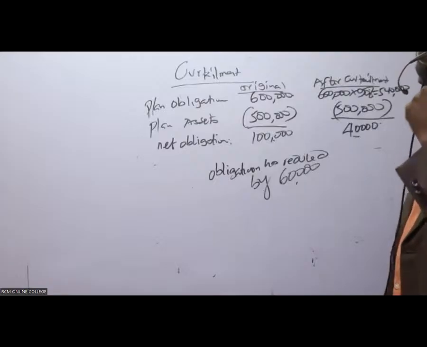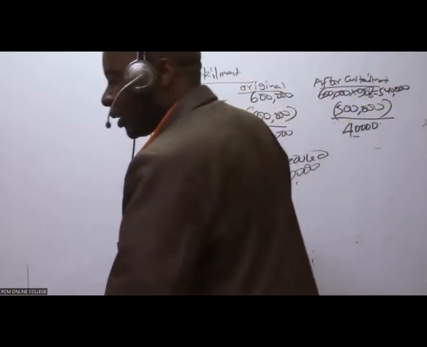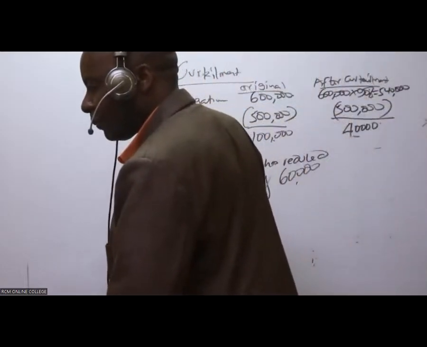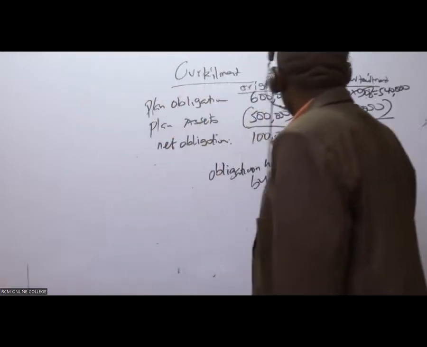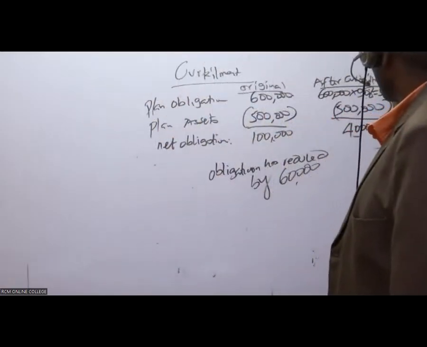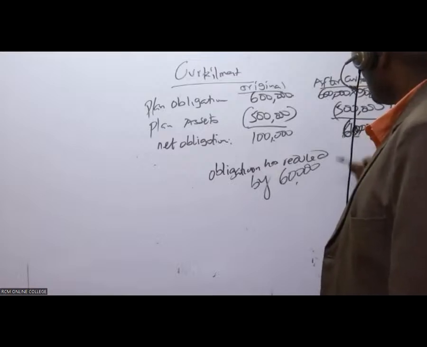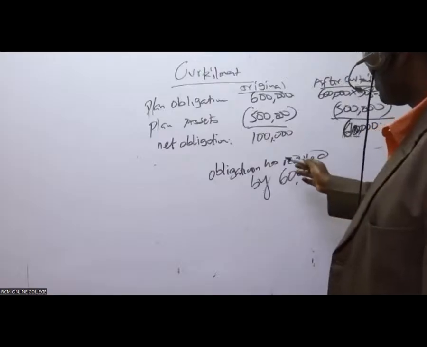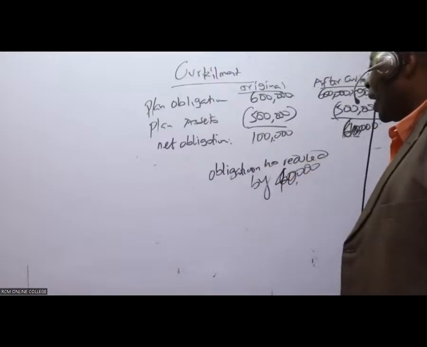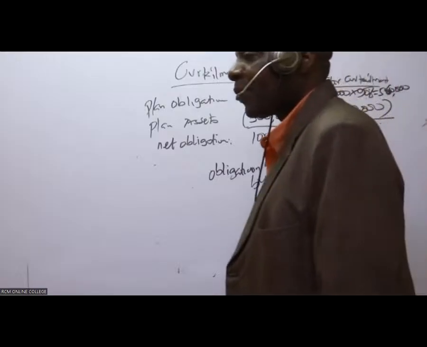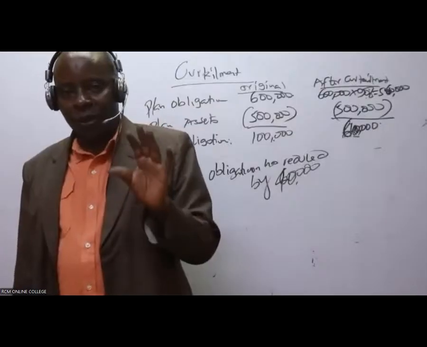No. This figure is not correct. People are telling me that, Mwalimu, this figure is not correct. It's 60. Sorry for that. So this is supposed to be 560,000. So this is supposed to be 60,000. Sorry for that. And therefore, we are saying that the obligation has reduced by 40,000.